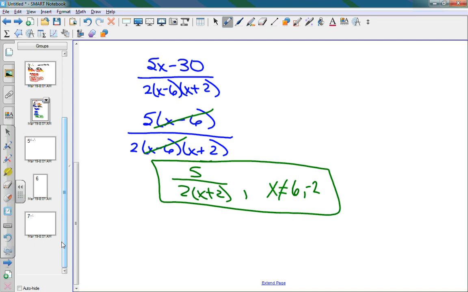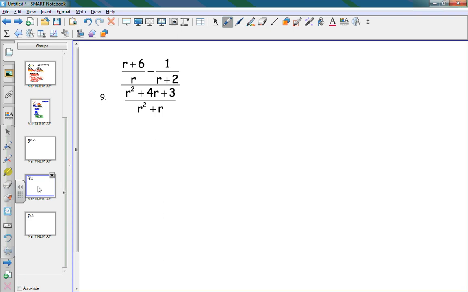Turn it over. Number 9. Number 9 looks ugly, doesn't it? But is it really that bad? Not if you tear it apart, right? How do I tear it apart? What does that mean?